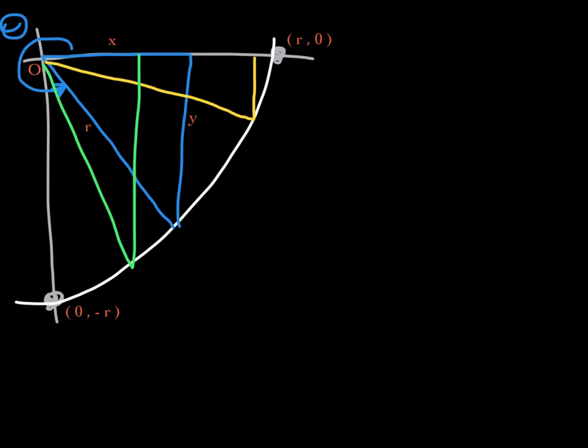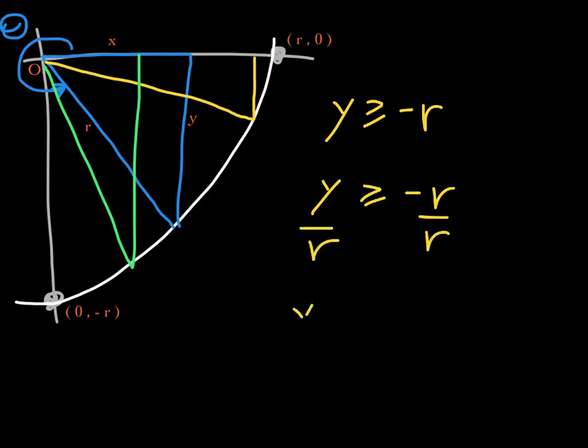So notice how the y value is changing. Now remember, in quadrant 4, your y values are negative, everybody. So your y value is here, it's negative, and then it's really negative and really negative, right? Approaching negative r. So then we have the following relationship. Y is always greater than or equal to negative r. Now remember, let's divide both sides of this inequality by r, like we did last time. That would be y over r is greater than or equal to negative 1.